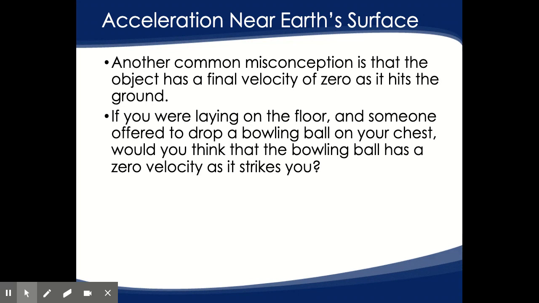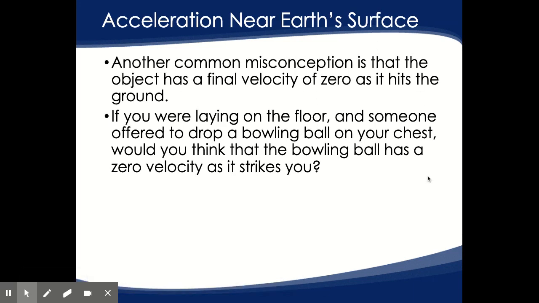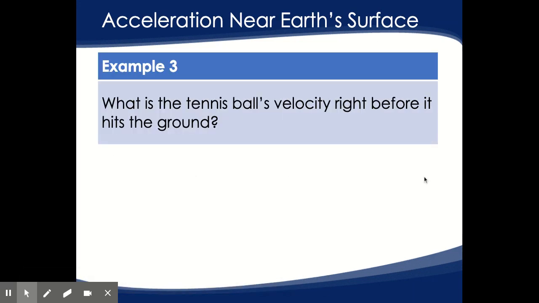If you were laying on the floor and someone dropped something on you, obviously the velocity is not 0 because it would hurt, right? So if you're laying on the couch and your little brother jumps on top of you, his velocity is not 0 when he hits you. He still has velocity because then he applies his force to you. So we want to always take that into consideration, that even if you toss something up and it lands, its velocity is not 0 when it lands.